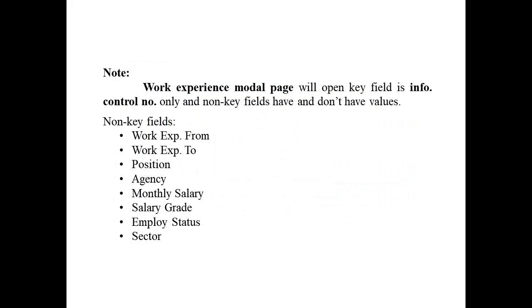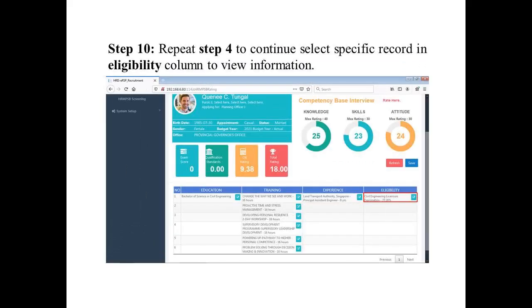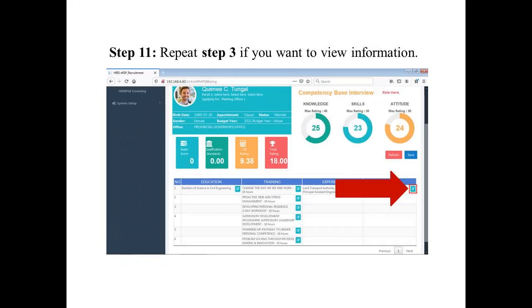Note: the Work experience modal page will open with key field as information: Control number, only, and non-key fields that have and don't have values. Non-key fields: work experience from, work experience to, position, agency, monthly salary, salary grade, employee status, sector. Step 10. Repeat Step 4 to continue. Select a specific record in the eligibility column to view information. Step 11. Repeat Step 3 if you want to view information.